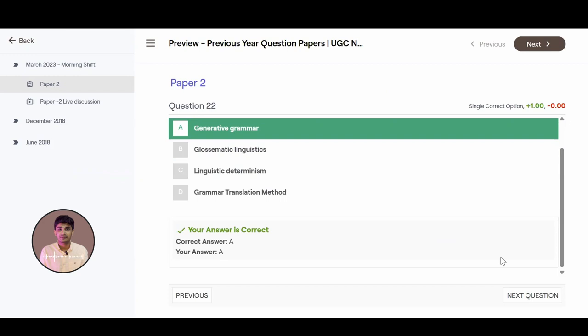Chomsky also contributed concepts like langue and parole, competence and performance, which has similarities with Saussure's langue and parole.